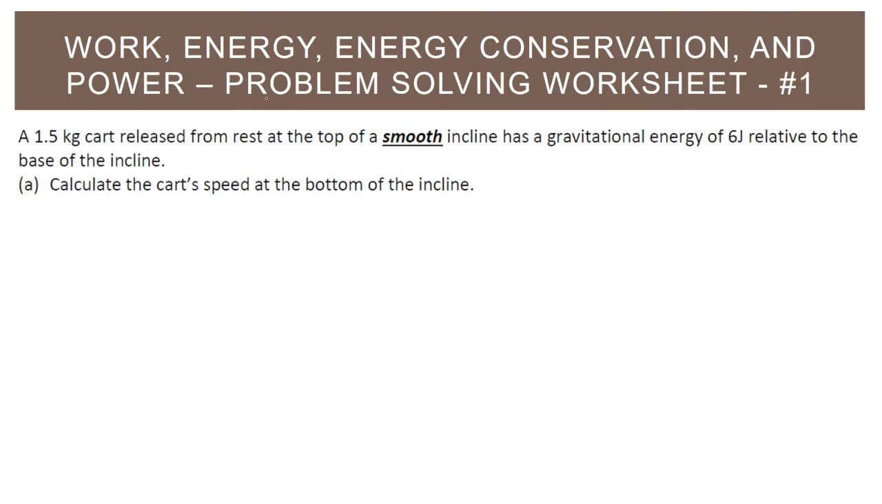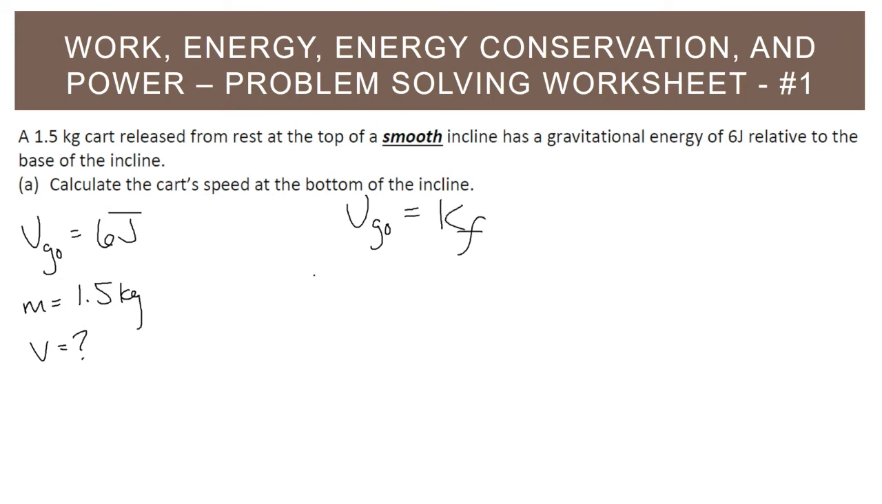Okay. So in order to calculate the speed of the cart at the bottom, you need to recognize that this number given here in the beginning, 6 joules, is your initial gravitational potential energy. They told us that the mass of this cart here is 1.5 kilograms, and we're looking for the speed. The basic conservation of energy framework we're dealing with here is that the initial gravitational potential energy is equal to the final kinetic energy. Now, we already know the initial gravitational potential energy, so we're not that concerned with that.